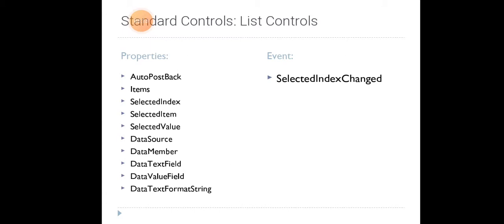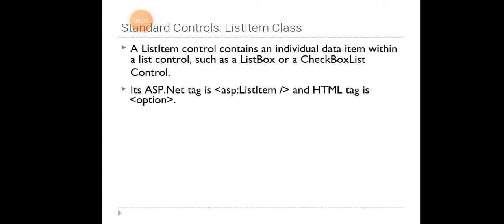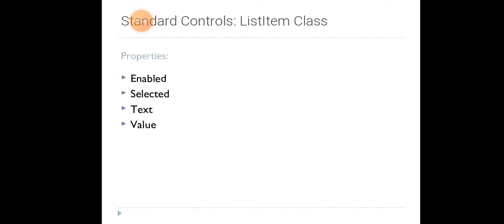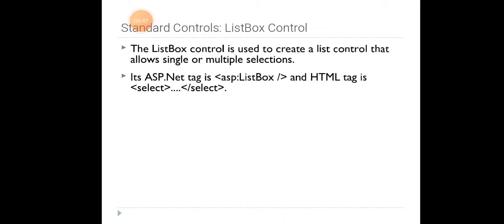Data source, data member, data type field, data value field, data text format string. Next, the event is selected index changed. Okay. Next, the list item class. The list item control contains an individual data item within a list control, such as the list box or a checkbox list. Its ASP.NET tag is asp:ListItem and the HTML tag is option. Its properties are enabled, selected, text and value. There is no default event.